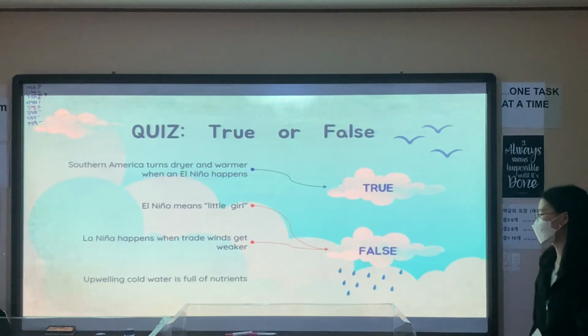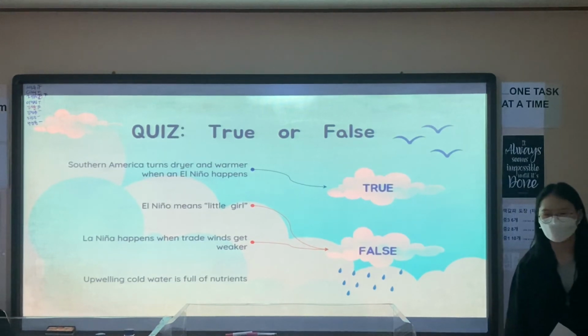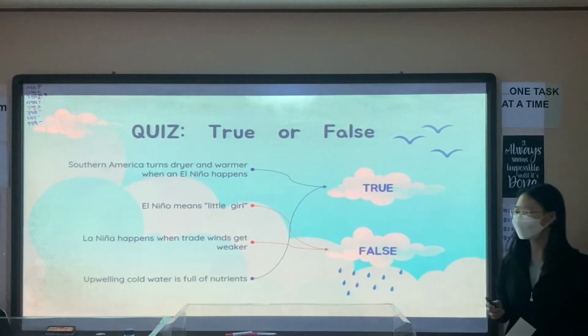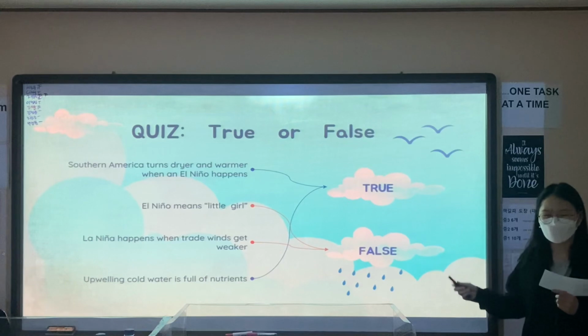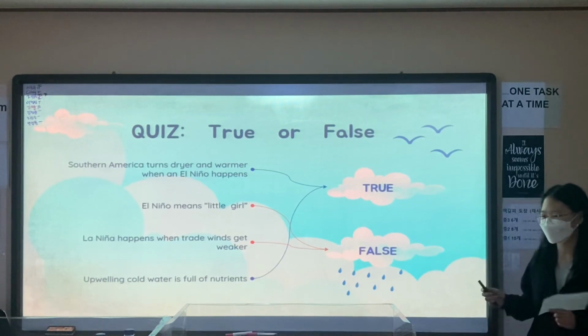Upwelling cold water is full of nutrients. False. True. This is true. Because I said that the cold water has more nutrients and it is nutrient rich.